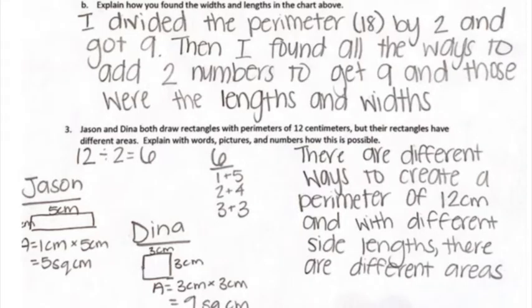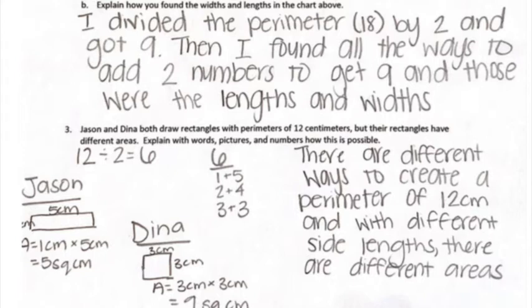B says, explain how you found the width and the length in the chart above. So, as I explained before, I divided the perimeter, which is 18, by 2, and I got 9. Then I found all the ways to add two numbers to get 9, and those were the lengths and the widths. 3 says that Jason and Dina both draw rectangles with perimeters of 12 centimeters. But the rectangles have different areas. Explain with words, pictures, and numbers how this is possible.